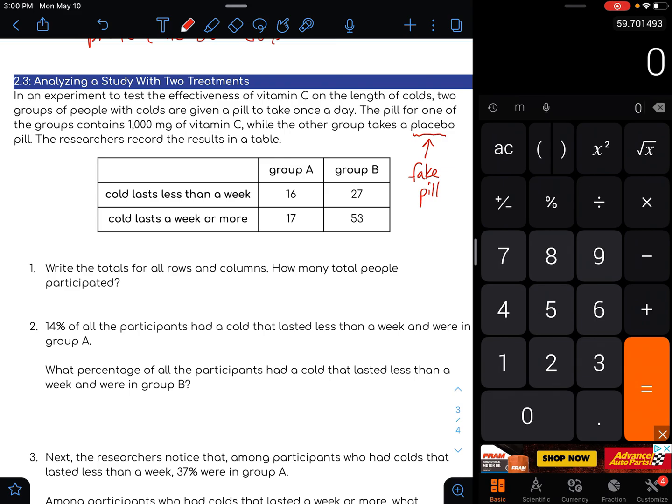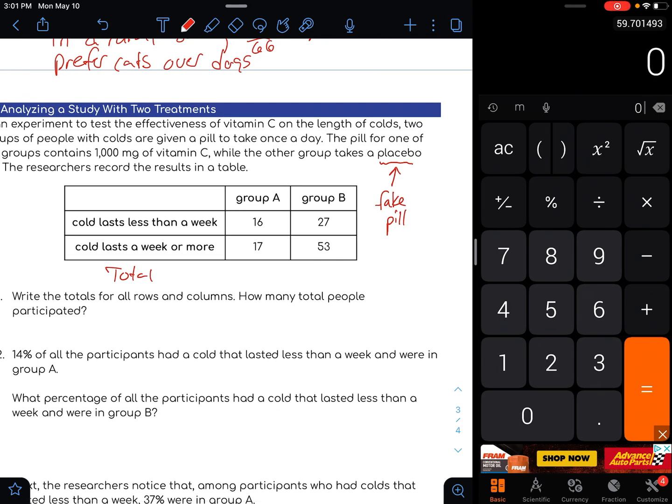All right, so one of these groups is going to get a fake pill and one of them is going to get a real pill, and then we analyze the data to see if there is a difference between the groups. Step number one, write the totals for all rows and columns: how many total people participated. So we'd like to do this, so I'm going to put total here, and then maybe just a reminder, the word placebo means fake pill.